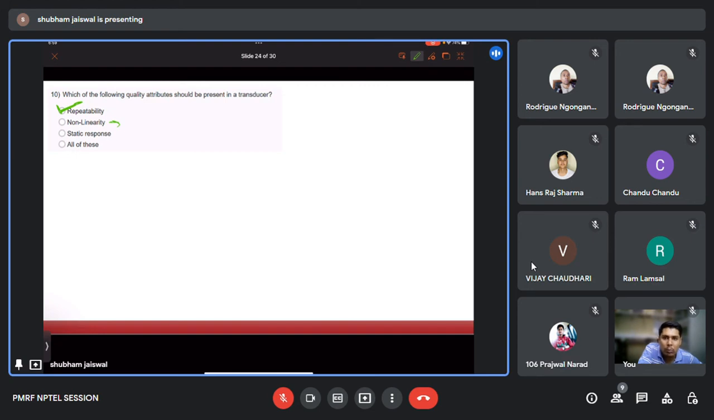So the second point, and the third one is our repeatability. It should produce the repeatable results when we use it under the same condition. And there are some quality attributes for a transducer that we will see. So the transducer should have good repeatability.